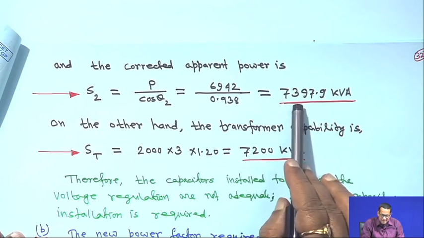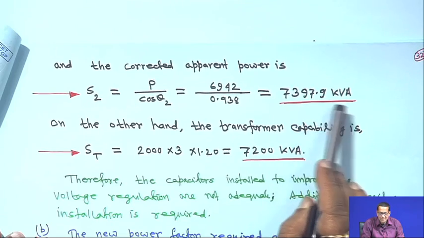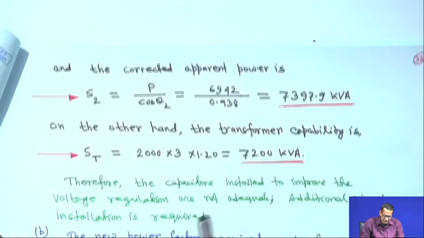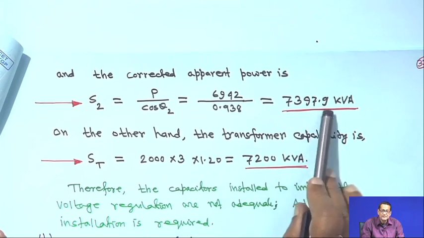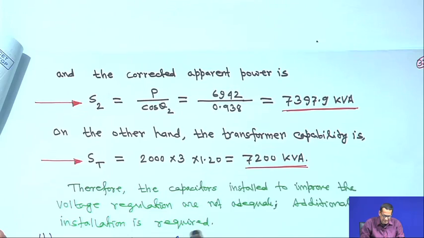But here it is 7397.9 kVA. Therefore, the capacitor installed to improve the voltage regulation is not adequate, because the transformer capability is less than this. Therefore, additional capacitor installation is required.